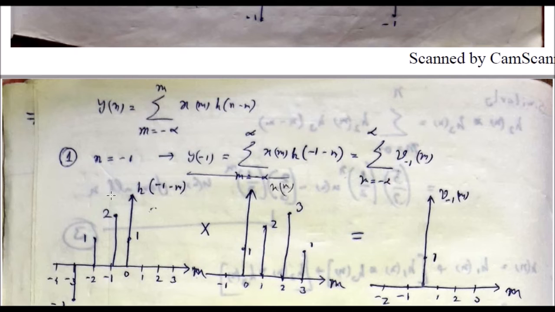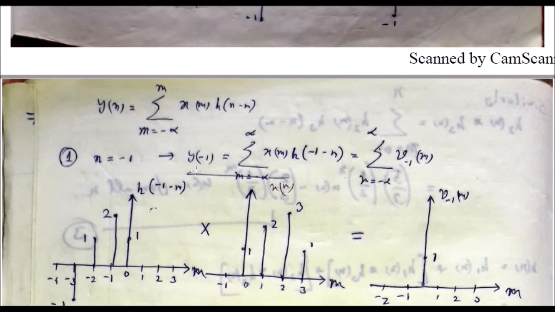Now start from n equal to minus 1, because you know that yn will start from n equal to minus 1, and you have to do the same things up to n equal to 5, because the ending point of yn is n equal to 5. So you are actually performing convolution for n equal to minus 1. That means you are finding the first sample of yn, that is y minus 1.